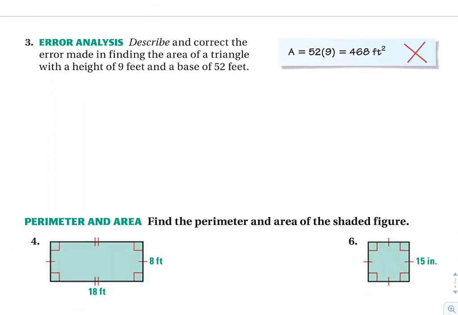Okay, describe and correct the error made by finding the area of a triangle with a height of 9 and a base of 52. So the area of a triangle is base times height divided by 2. So let's look at what they did. Oh, they did base times height, and they didn't divide by 2. Classic mistake. So divide that by 2, and it should have been 234 square feet.